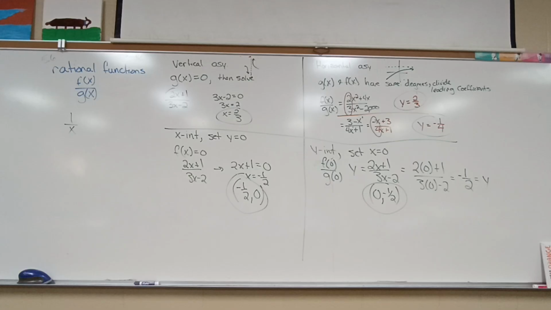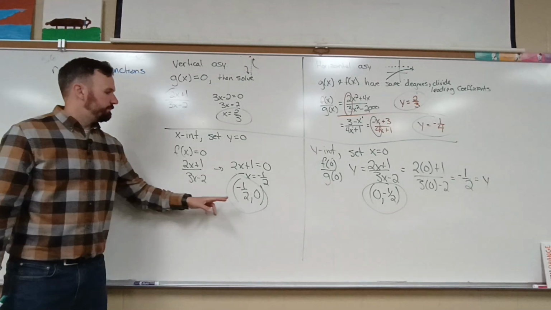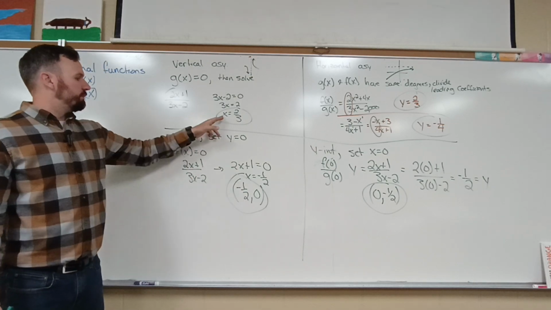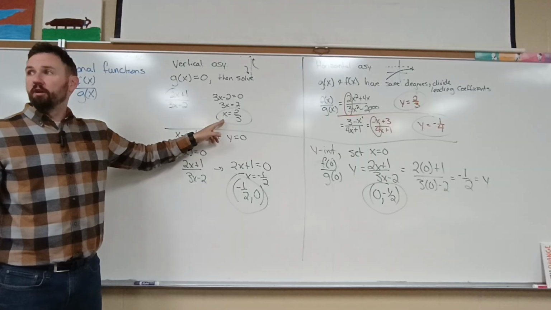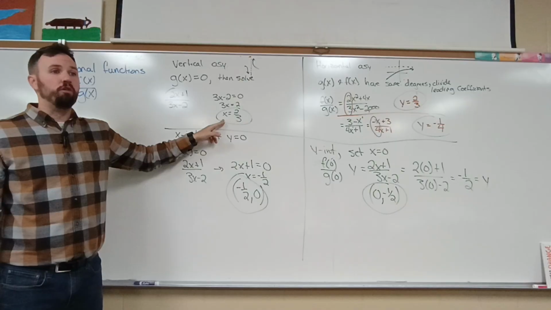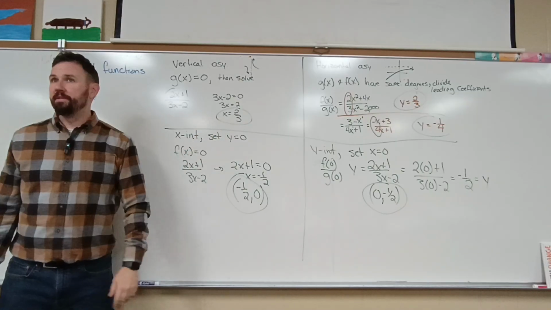Now, interesting things to keep in mind. What would happen if I get a 0? If I said this, I got 2/3 here, and I got 2/3 for an asymptote, what would that mean? It means that's a hole. That's a hole in the function.